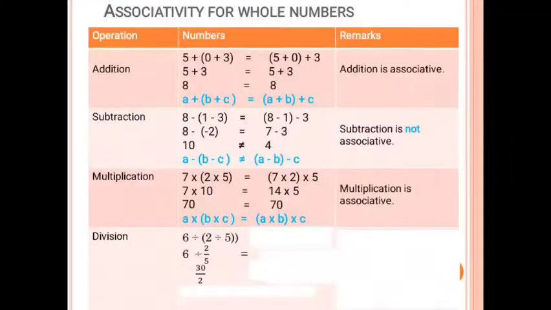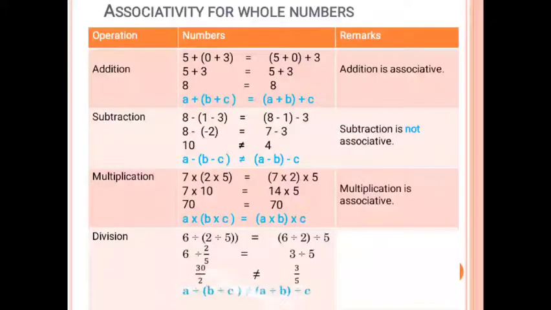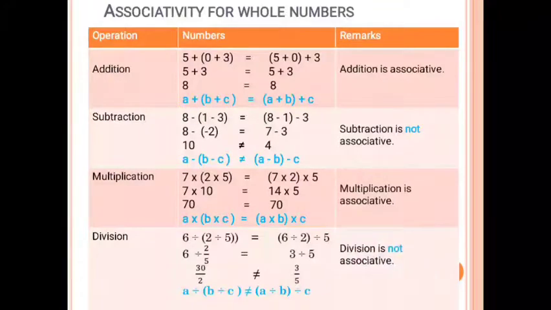Let's check the other side. (6 divided by 2) divided by 5 can be further written as 6 divided by 2, that is 3, divided by 5. So the answer is 3 upon 5. So the expressions here are not equal. So what you do first does matter. Therefore, we can say A divided by (B divided by C) is not equal to (A divided by B) divided by C. Therefore, division is not associative.